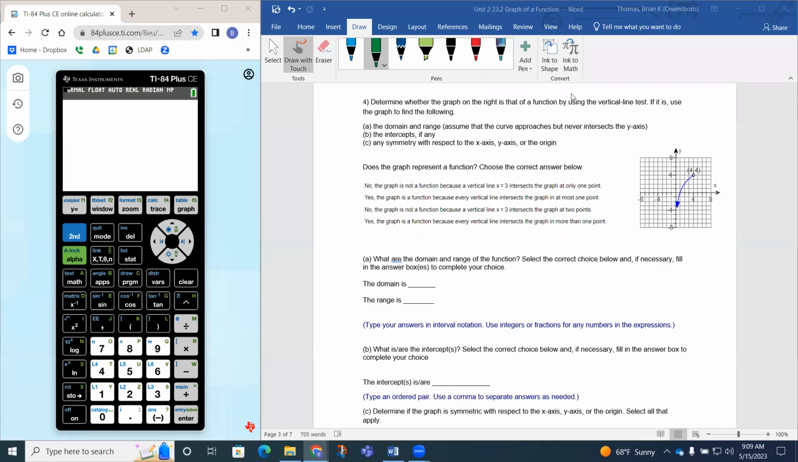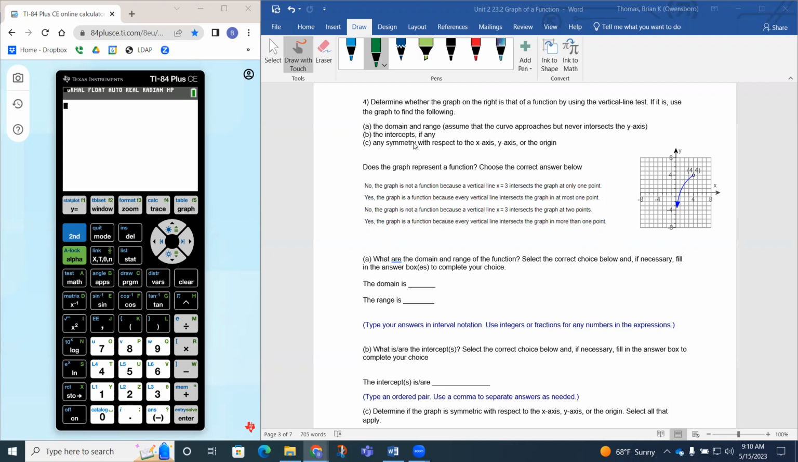So question 4 says, determine whether the graph on the right is that of a function by using the vertical line test. If it is, use the graph to find the following. So we want to find domain and range. Assume that the curve approaches but never intersects the y-axis. Okay, so they're saying it does not touch the y-axis, so that's going to be a boundary line. So if you look at the graph over here, it is not going to actually cross the y-axis. So that's what they're making as an assumption there.